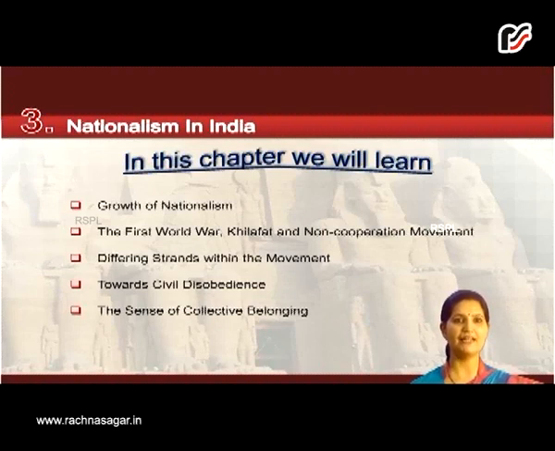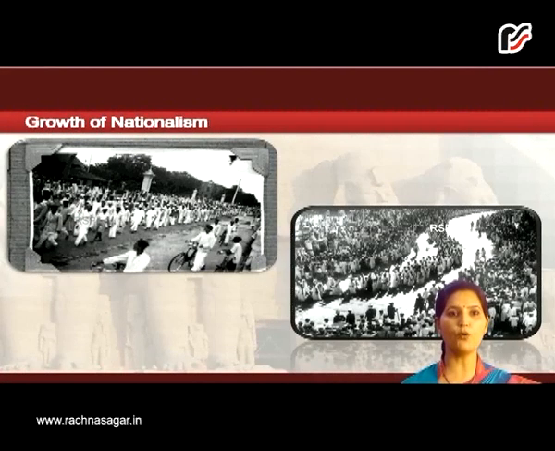Chapter 3 Nationalism in India. In this chapter, we will learn growth of nationalism, the First World War, Khilafat and non-cooperation movement, differing strands within the movement towards civil disobedience, the sense of collective belonging, growth of nationalism.